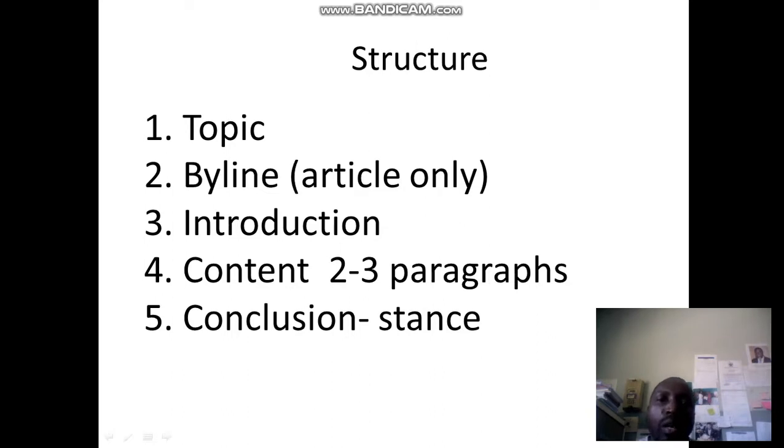Now, you can only include the byline if the question says write an article. But if the question says write an essay, you don't have to include the byline. So remember, the question is the one that can tell you what you're expected to do. It's very important for you to read and understand the question.